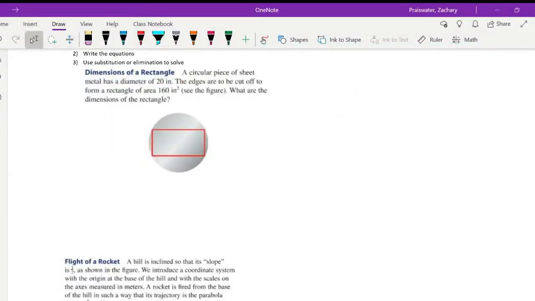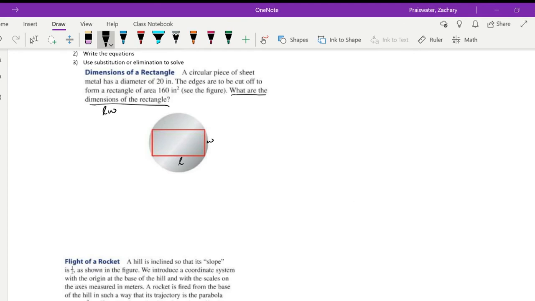Okay, and let's look at these two word problems. This is a circular sheet of metal that has a diameter of 20 inches, and the edges are to be cut off to form a rectangle with area of 60 inches squared. And then what are the dimensions of the rectangle? So if you're looking for variables, think about what you're looking for. So we need a length and a width. So that's probably our variables. Let's call this length and this width.